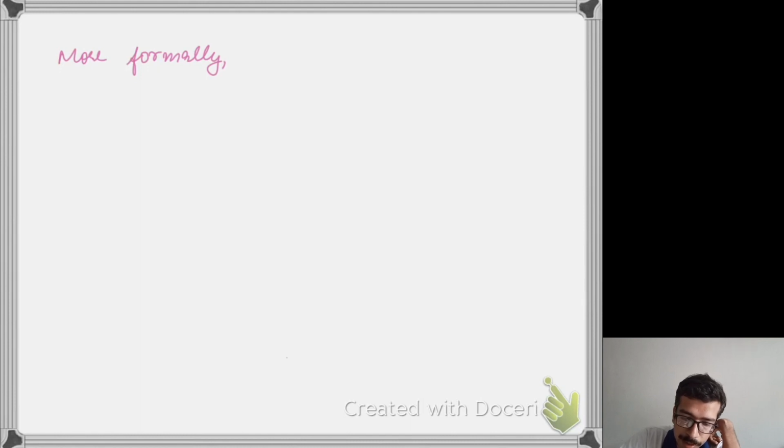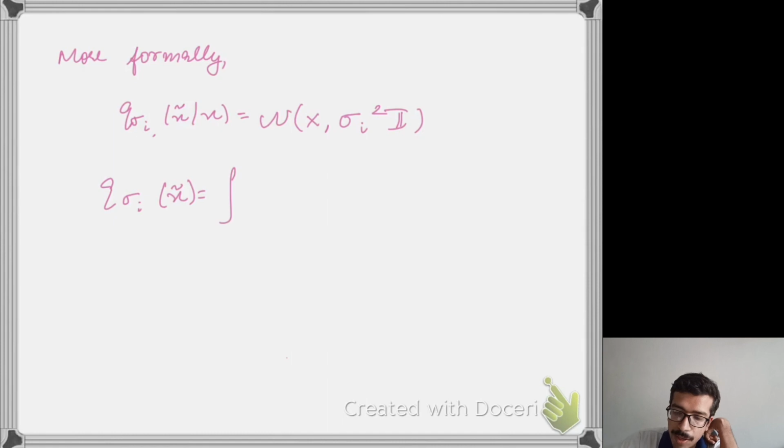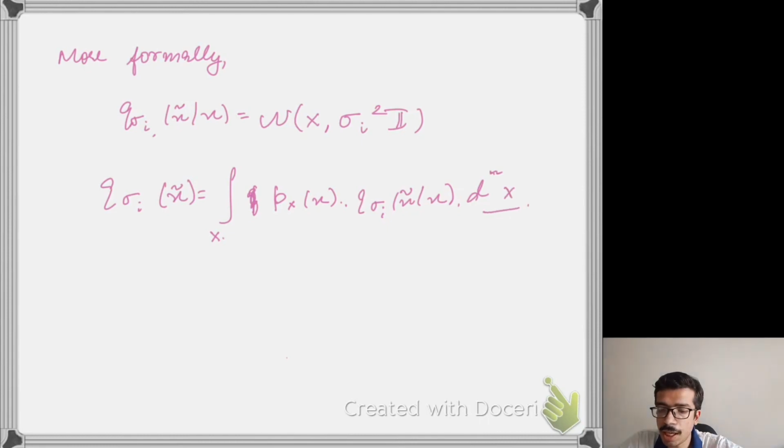So, essentially, I have defined q sigma i of x tilde given x to be the normal distribution with mean x and variance sigma i squared I, and q sigma i of x tilde is defined as the integral over all x of p data of x times q sigma i of x tilde given x dx. So essentially I marginalize out x, and the distribution over x tilde which I get is my q sigma i. So for each i I now have multiple distributions over these noisy random vectors x tildes.